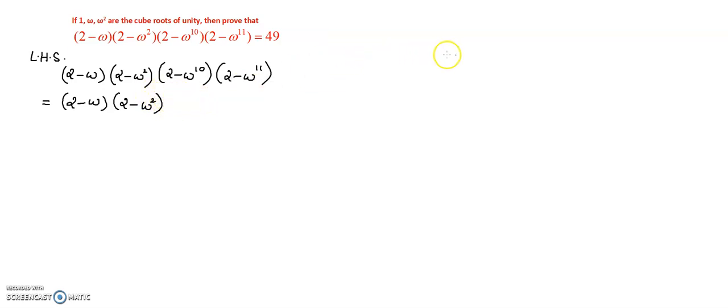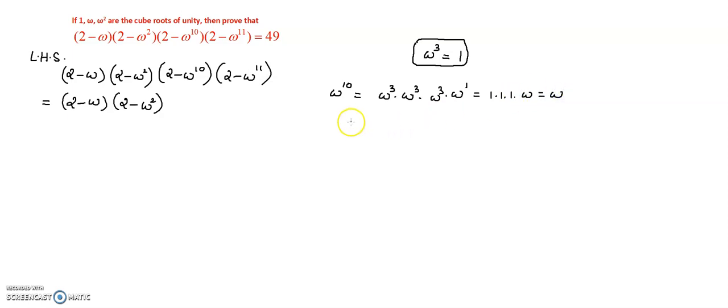Now remember, we have the condition that the product of cube roots of unity is equal to 1. So any power of omega can be converted in terms of omega cube. Here we have omega power 10. Using omega cube as 1, we can write omega power 10 in terms of omega cube as omega power 3, omega power 3, omega power 3 into omega. So 3 plus 3 plus 3 plus 1 makes it 10. Omega cube is 1, so 1 into 1 into 1 into omega is equal to omega.